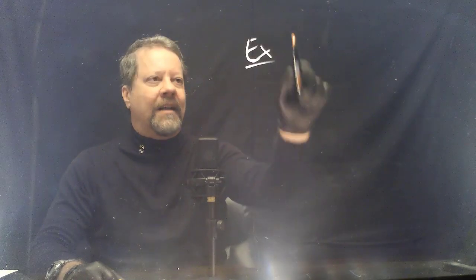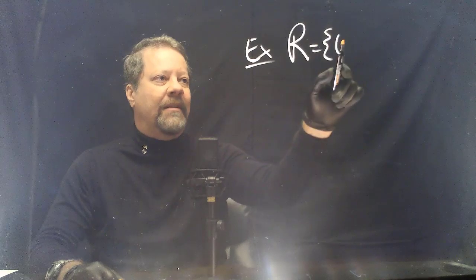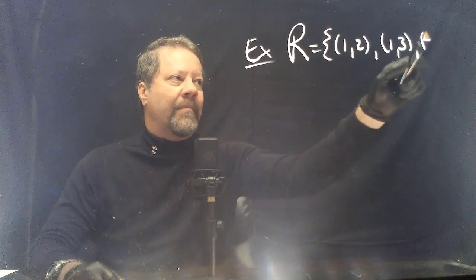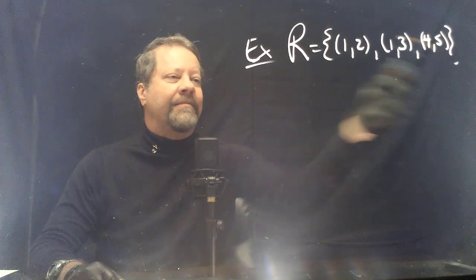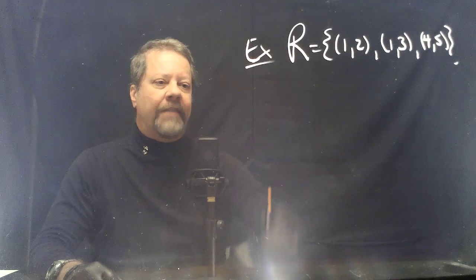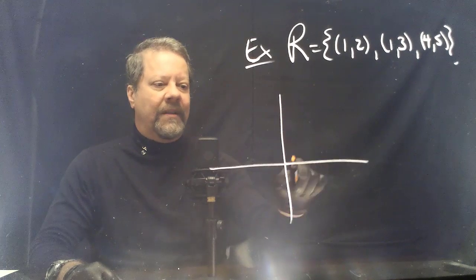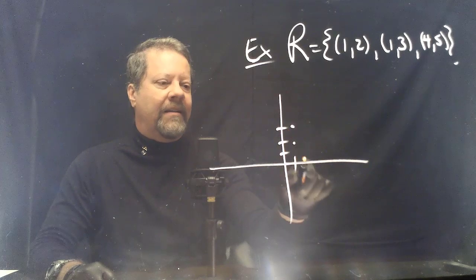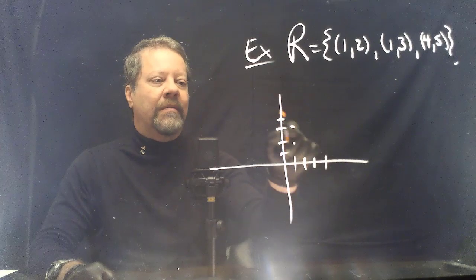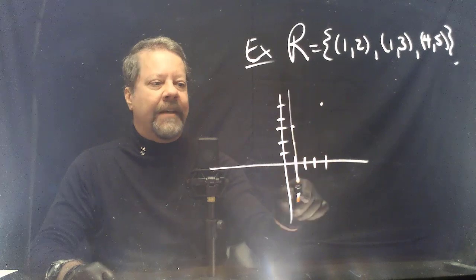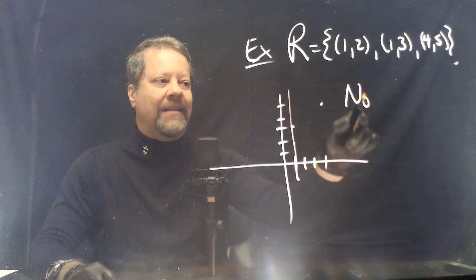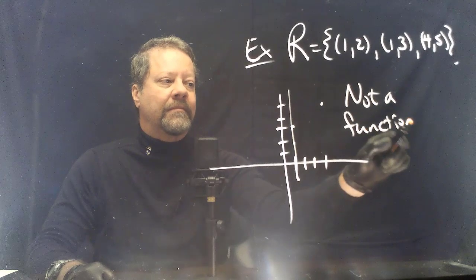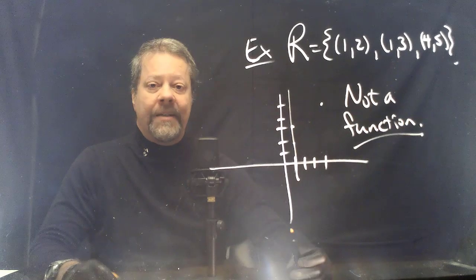As another example, suppose my relation is {(1, 2), (1, 3), (4, 5)}. Is this relation a function? Well, let's plot the points (1, 2), (1, 3), and (4, 5). It fails the vertical line test, so this is not a function. But it is a relation.